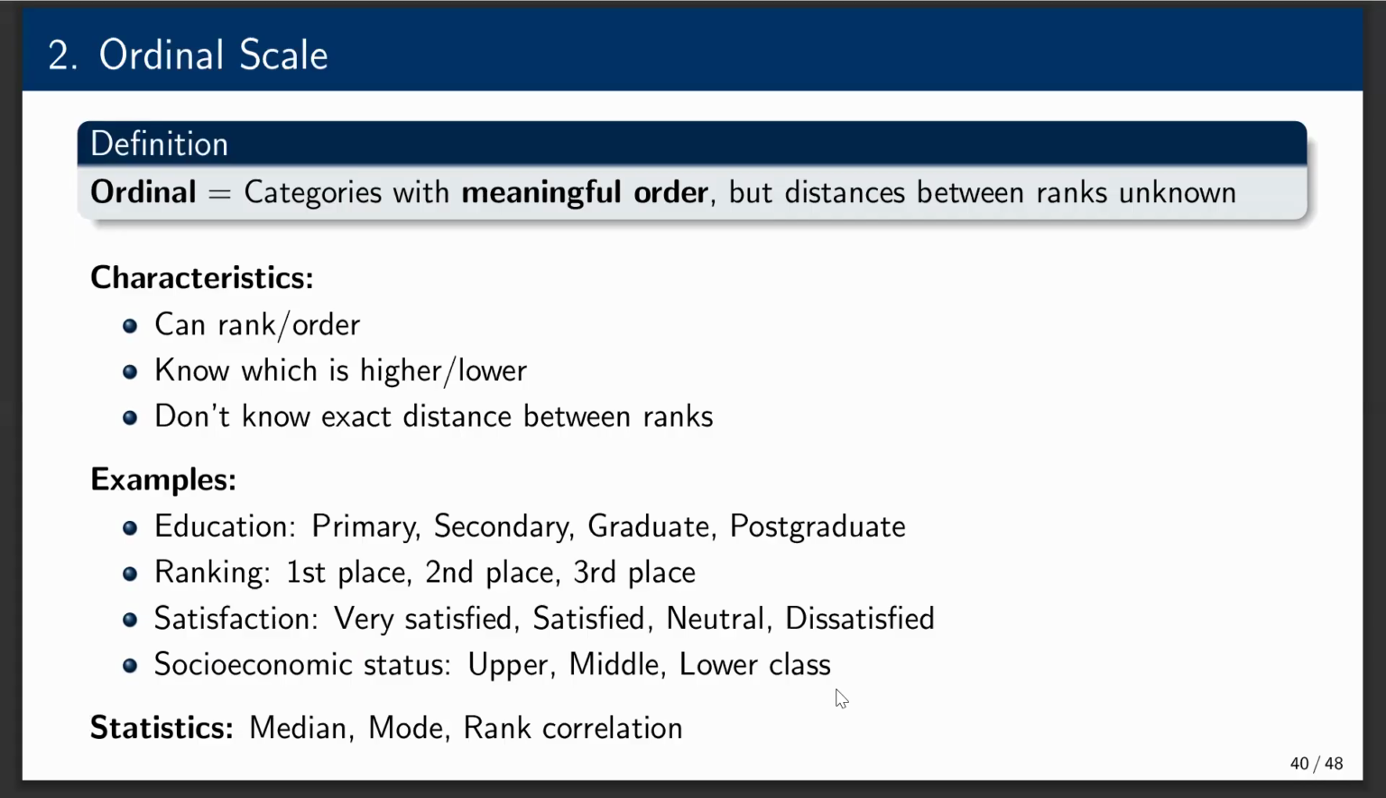Other examples: ranking, first place, second place, third place. Satisfaction: very satisfied, satisfied, neutral and dissatisfied. Socio-economic status: upper, middle, lower class. So what are the statistics you can use? Median, mode, rank correlation.